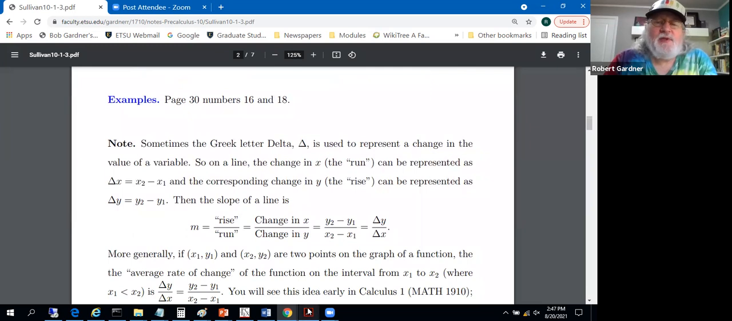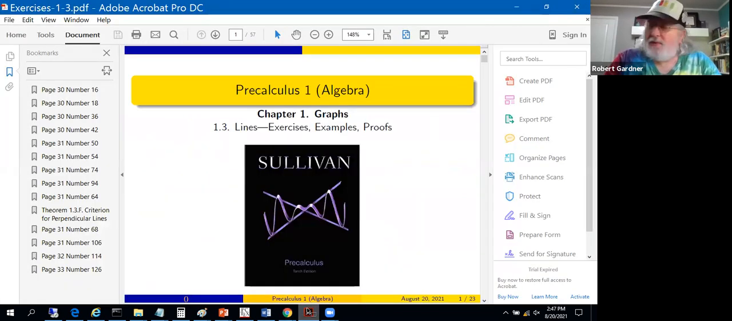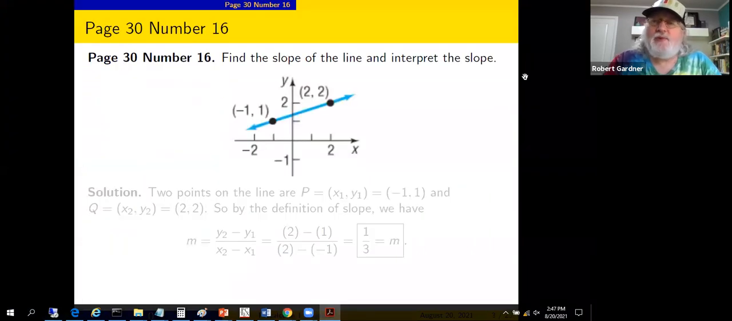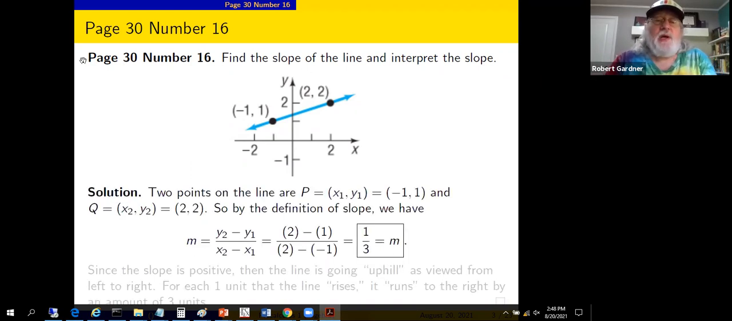Let's look at a couple of examples. In number 16, they give us a picture: find the slope of the line, and interpret the slope. The only interpretation we can really do is a rise over run description of what we get numerically. But find the slope of the line, no problem.